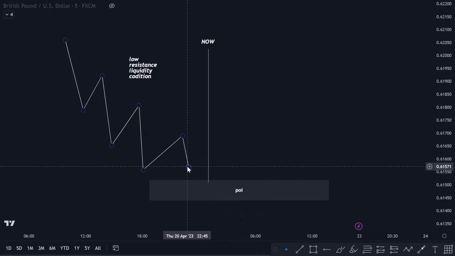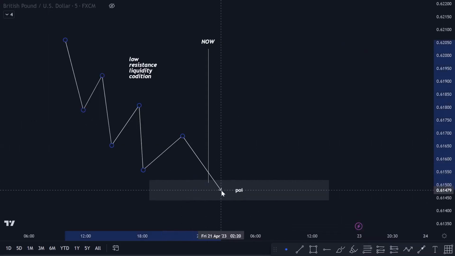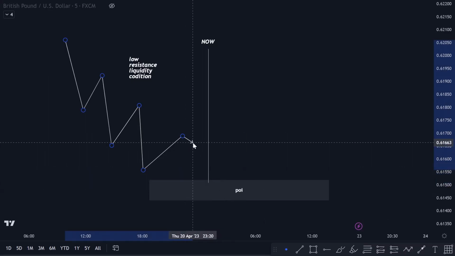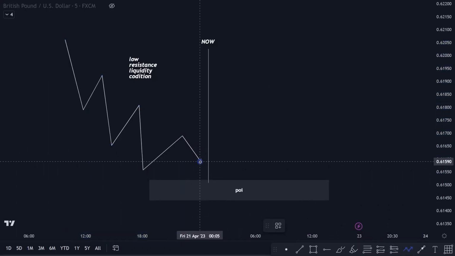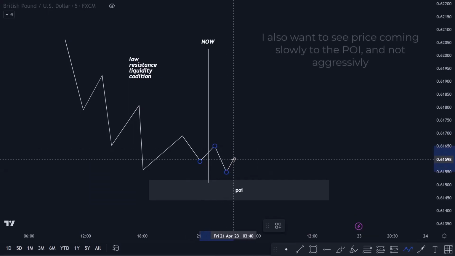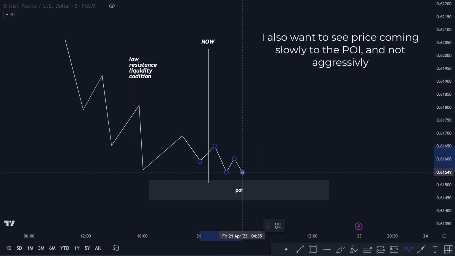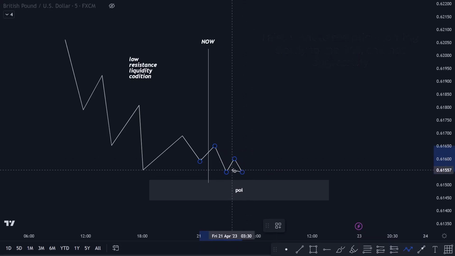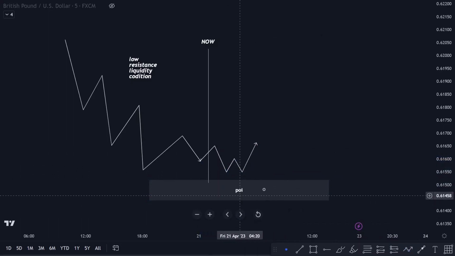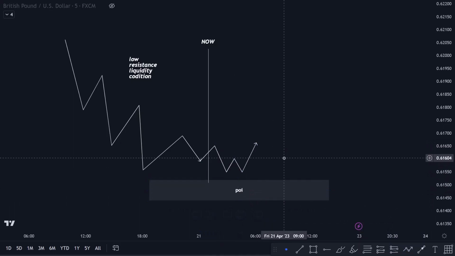But before coming to the POI, if price comes this way, I'm not going to enter. I'm going to wait for something. I want price to give me this type of thing, a liquidity. Let's say here, I want to see price giving me this type of liquidity, either a swing low or equal lows just before reaching it, and then price goes up. Now this is going to be a higher probability setup by 30 to 40%.